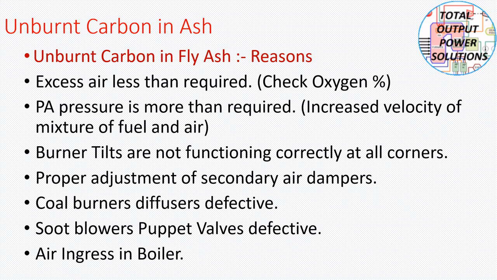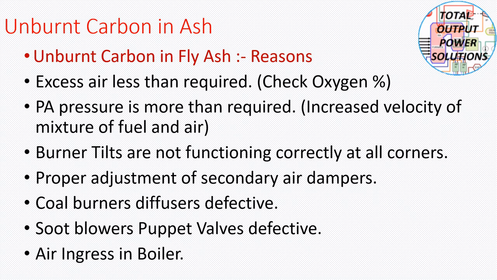Then there may be some problems regarding the soot blowers. Soot blowers, puppet valve, they also should be checked. If the puppet valves are defective, maybe passing, and the blower is continuously blowing steam inside, the coal may not burn there, and it will pass over to the second pass even, and then you may get some unburnt carbon in fly ash.